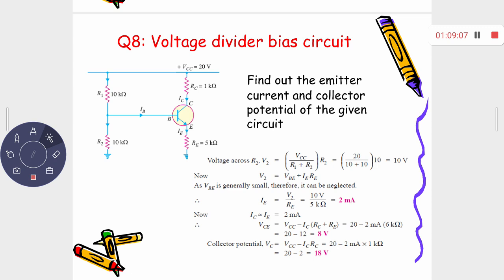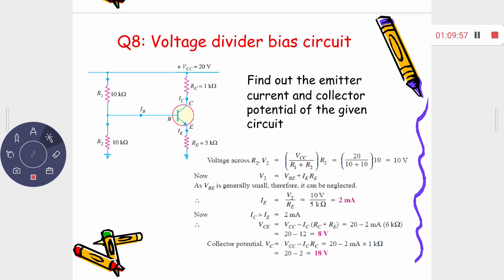In order to find out the Thevenin equivalent resistance, what do you have? This R1 and R2 are coming in parallel, because there should not be any independent voltage source. For the calculation of the Thevenin resistance, any independent voltage source must remain inactive. So this VCC is inactive. Here you have one connection from this terminal to ground, another connection from this terminal to ground. That is your R Thevenin. What is your R Thevenin?